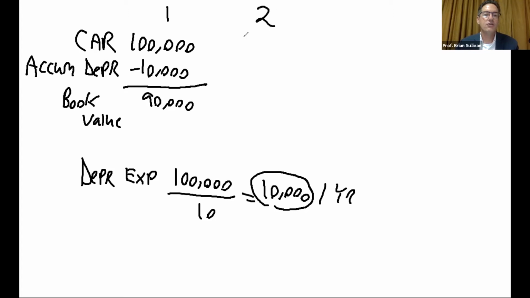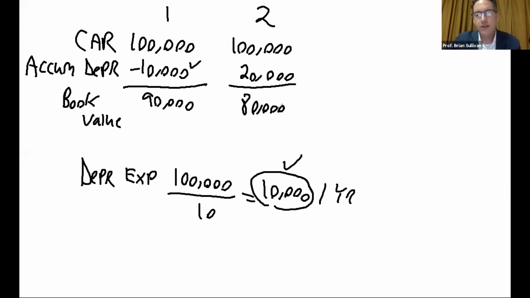At the end of year 2, the asset is still 100,000. We don't directly reduce the car value itself. We keep it at its historical cost. What's the accumulated depreciation for year 2, you guys? What's the accumulated depreciation? 20,000, Mohammed, exactly. It's year 1 plus year 2, right? This 10,000 plus another 10,000. So far total depreciation is 20,000 and the book value is 80,000.